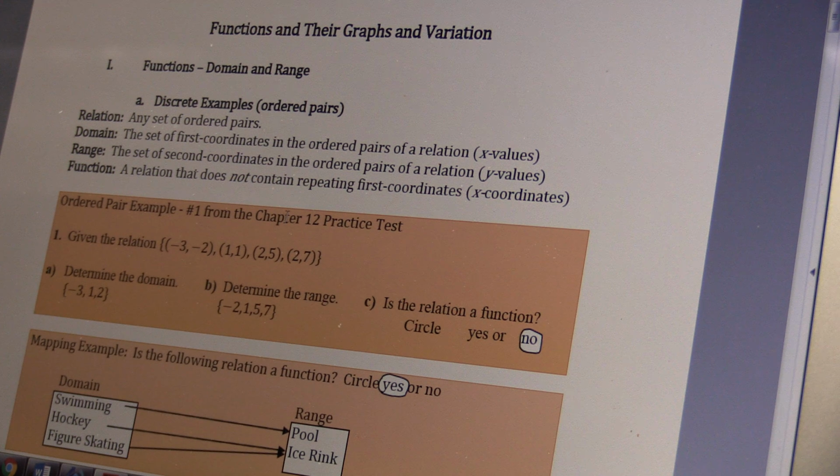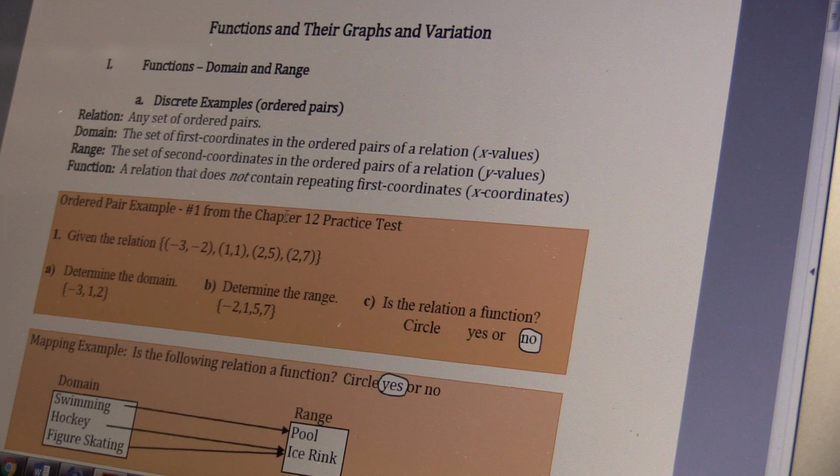And then, is this relation a function? I would answer no, because it had repeating x coordinates. Now, repeating y coordinates would be okay. It would still be a function, not one-to-one, but it would be a function. But in general, if you ever have any repeating x's, it's not a function.